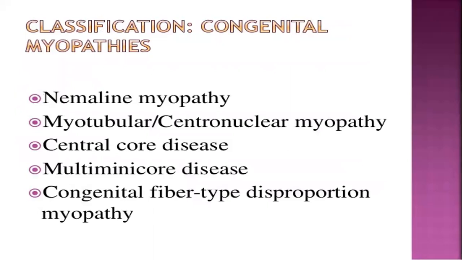Congenital myopathy: nemaline myopathy, myotubular centronuclear myopathy, central core disease, multi-minicore disease, congenital fiber-type disproportion myopathy. These are as new to you as to me as well, but these are the entities you should have in mind while approaching a patient with neurological deficit or weakness due to muscular or neuromuscular junction disorder.